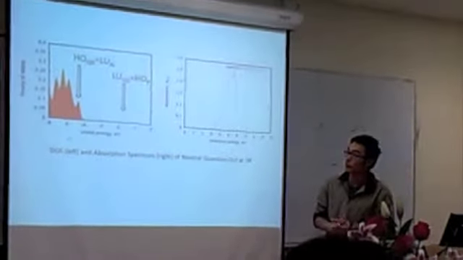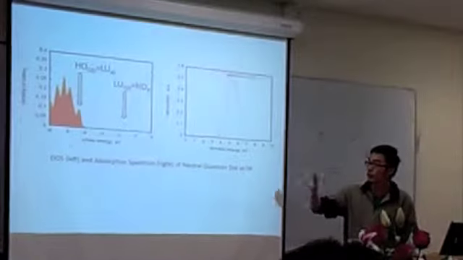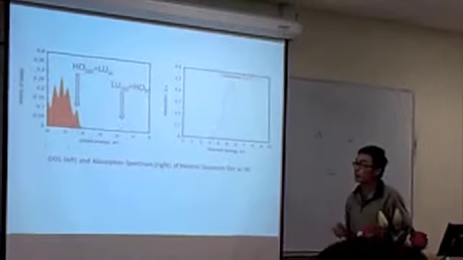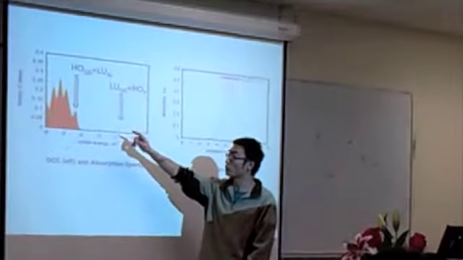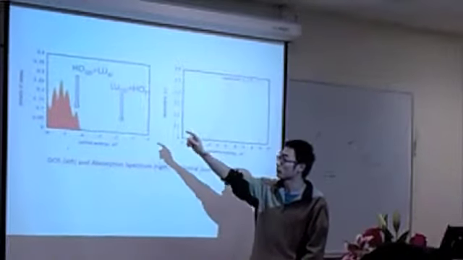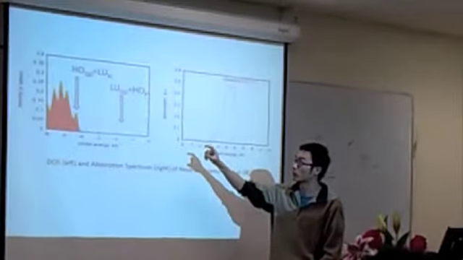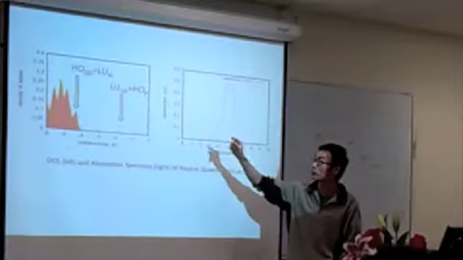Here we use VASP to calculate the density of states on the left and the absorption spectrum on the right. So we can see clearly the HOMO of the crystal is contributed by the aluminum, and the LUMO of this crystal is contributed by the HOMO of phosphorus.